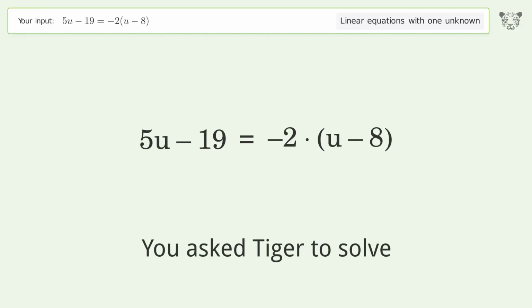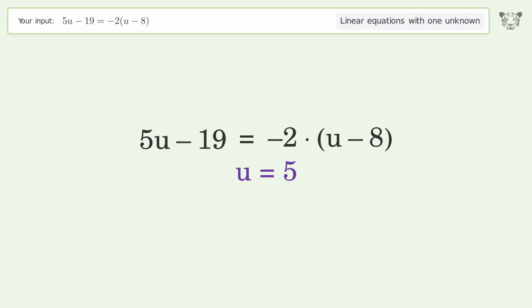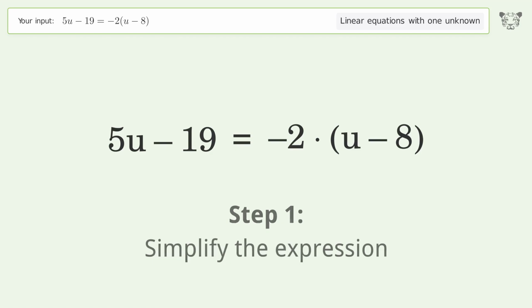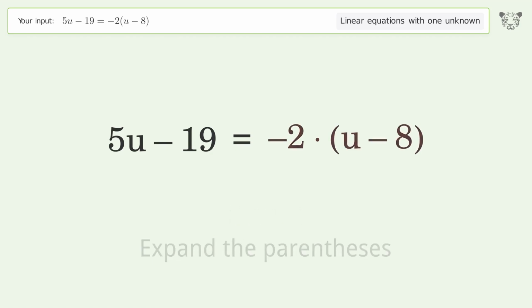You ask Tiger to solve. This deals with linear equations with one unknown. The final result is u equals 5. Let's solve it step by step. Simplify the expression. Expand the parentheses.